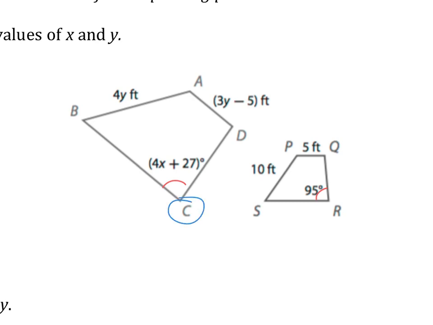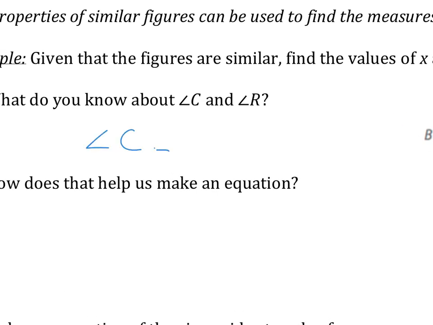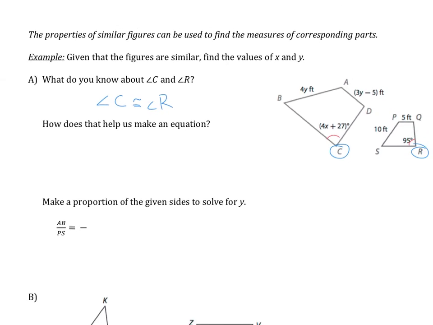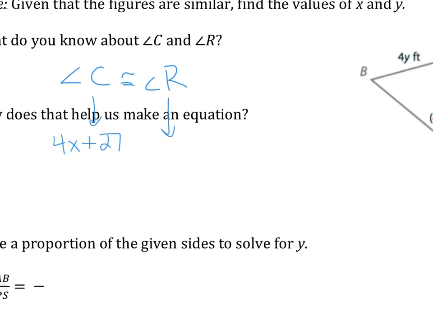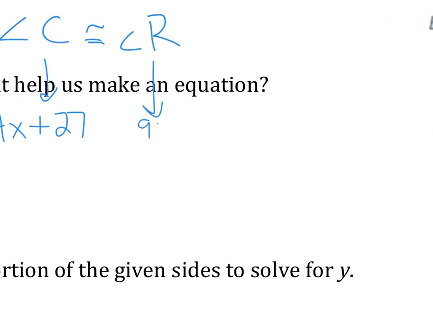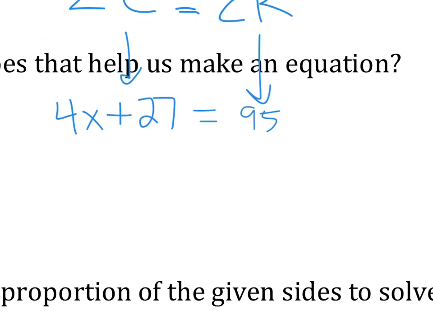And so C actually corresponds with R, and since they're corresponding angles, we can say that angle C is congruent to angle R. And how does that help us? Well, since I know angle C is 4x plus 27, and angle R is 95, and they have to be equal, we can set that up and then ultimately solve for x. So we're going to subtract 27 from both sides. 4x equals 68.